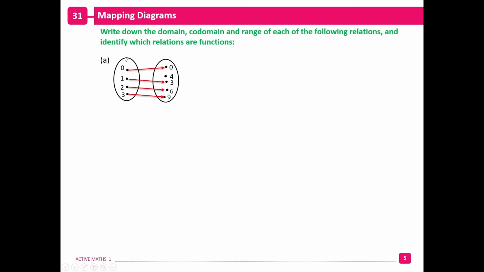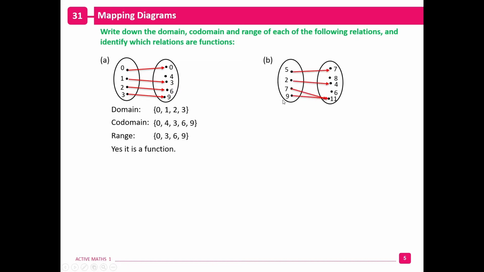The domain is all of the inputs, 0, 1, 2, 3. The range is the actual outputs, 0, 3, 6, and 9. And the codomain will be all of these elements in our right oval, including the range and also the number 4. Is this a function? Yes. Each input maps to a unique output.